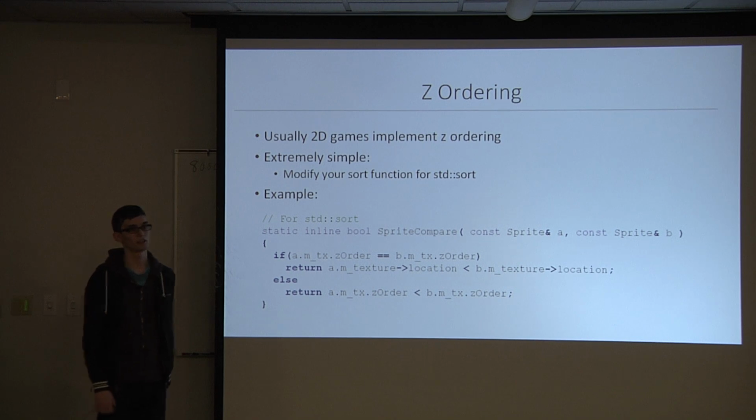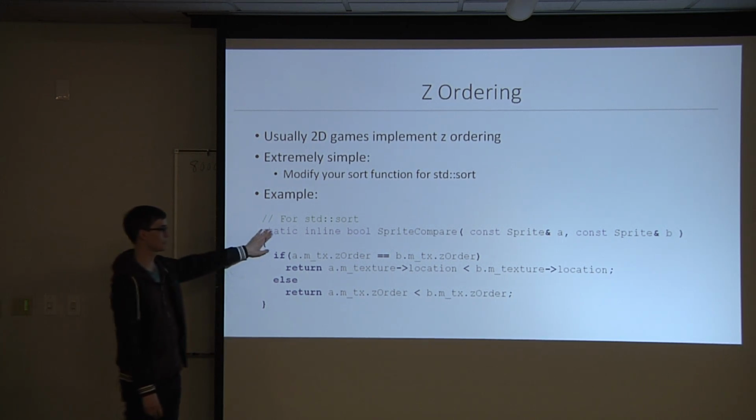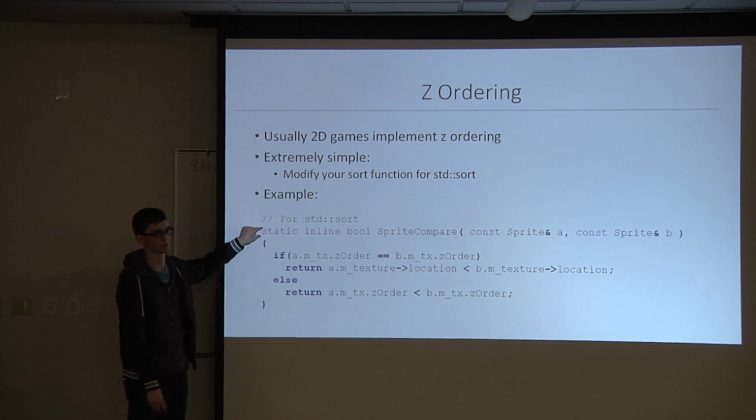Okay, another thing that's usually in sprites, or 2D games with sprites, is Z-ordering. This can ensure that you draw sprites that are in the back, and ones in the front. It might sound hard, but it's really easy. And here's that example of that comparison function that I said standard sort would need.